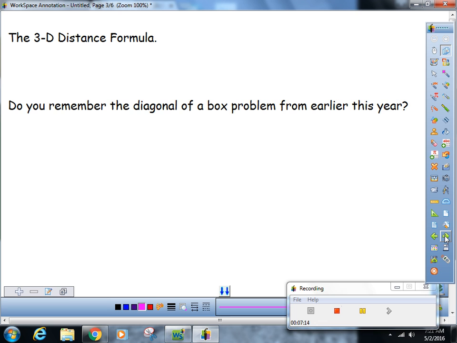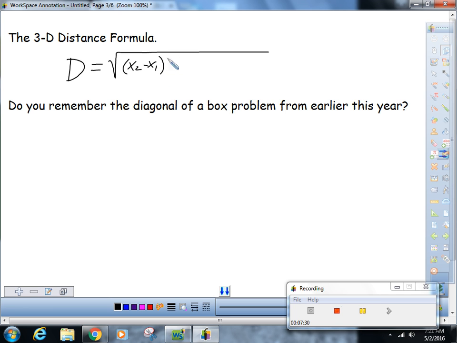All right, so now there is a 3D distance formula. You should really recognize it. It's very similar, amazingly, to the 2D. It's x2 minus x1 squared plus y2 minus y1 squared plus z2 minus z1 squared. So, not hard to memorize at all because it's so similar to our other distance formula.